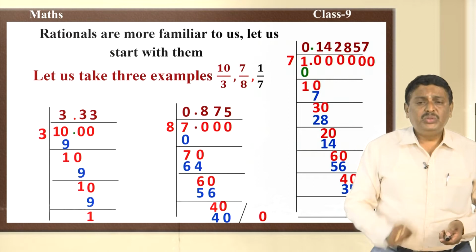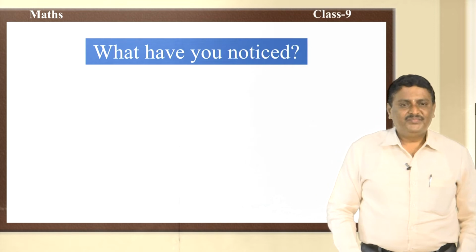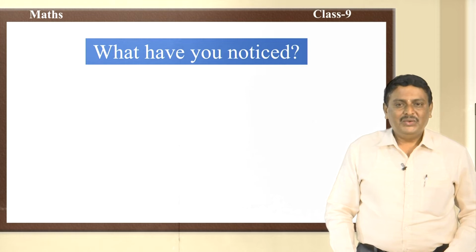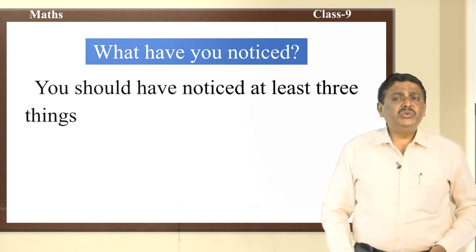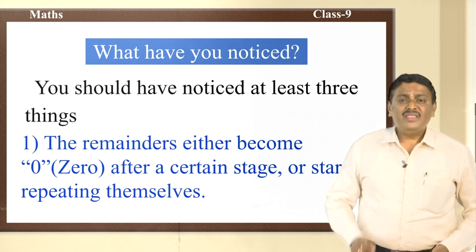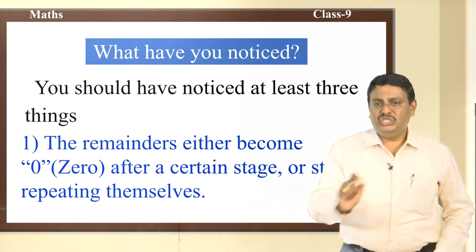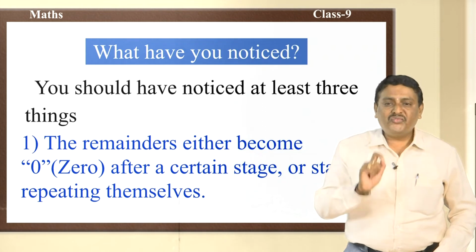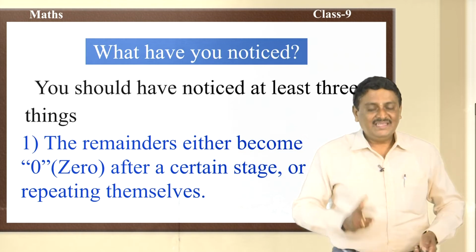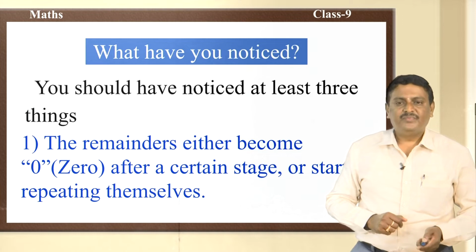Dear students, note the values. See what you noticed. Come on, think it over. Can anybody share your views? What did you notice? Okay, I will share with you. You should have noticed at least 3 things. What are those? The first one: the remainder either becomes 0 after a certain stage or starts repeating itself. This is the first thing you have to notice.